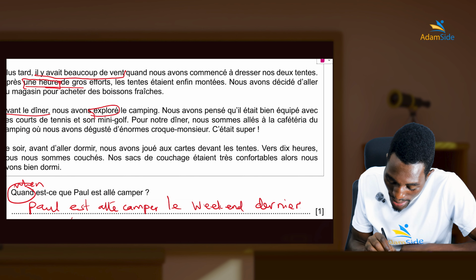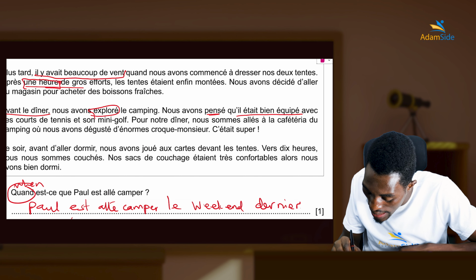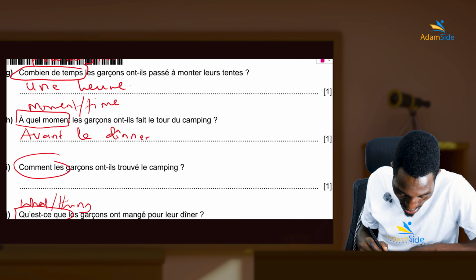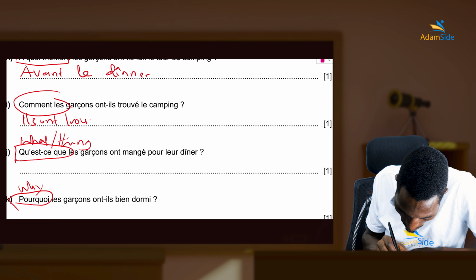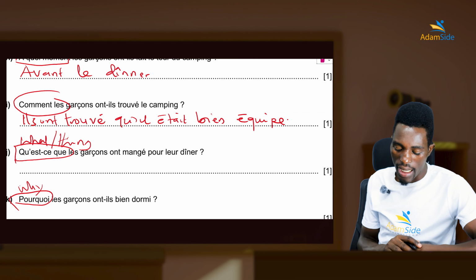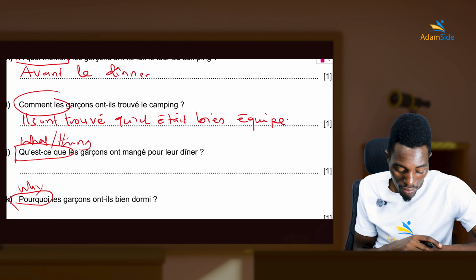So, what do they think? Nous avons pensé qu'il était bien équipé. They thought that it was good. You can say, ils ont trouvé qu'il était bien équipé. That's the answer. So here, as you can see, I have written a condition.